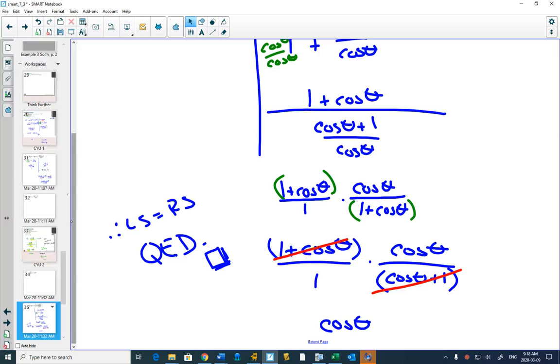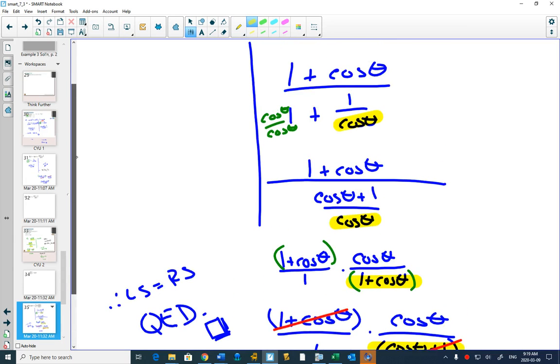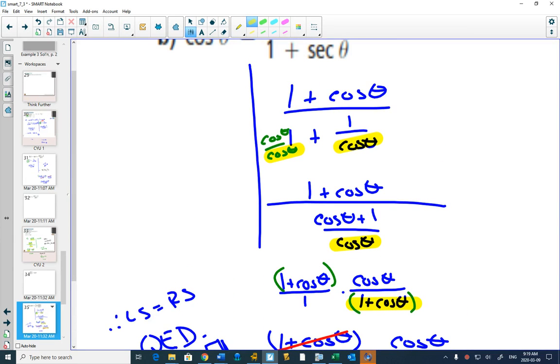So now take out my highlighter. Where am I dividing by 0? Or sorry, where am I dividing? Different things I'm dividing by. And so, cos theta can't equal 0. Theta can't equal.